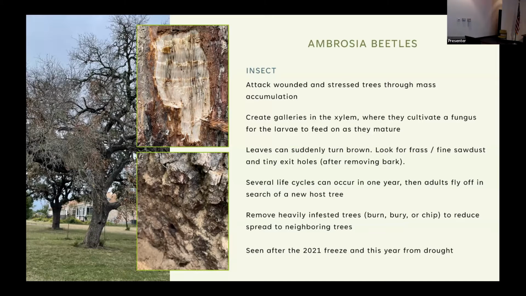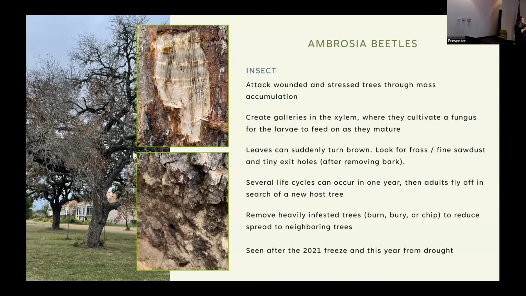And so that indicates ambrosia beetles. These are tiny, tiny little beetles that are attracted to stressed trees. Trees release ethanol when they're stressed, and these kinds of species are adapted to going towards that smell. And then they mass accumulate. They're super tiny, and there's a lot of them trying to attack the tree.